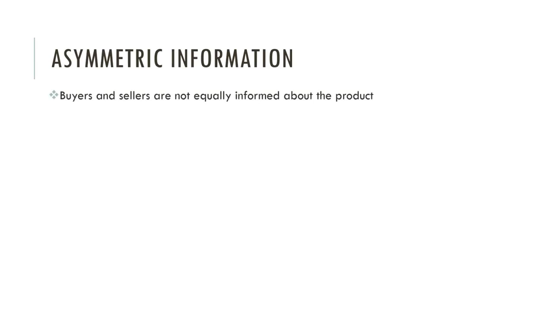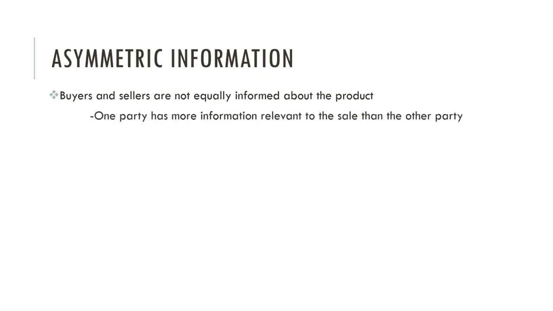So, asymmetric information is any time that buyers and sellers are not equally informed about the product, or any two sides of the market. You have one side that knows more than the other. So, one party has more information relevant to the sale, relevant to the transaction than the other party. Sellers are going to be more likely to be well informed. They're going to have information that the buyer does not have. This doesn't have to be the case. So, there are some examples where the buyers are more informed, and we'll talk about some of those examples now. But oftentimes, especially when we're dealing with products or labor markets, the sellers tend to be more well informed.